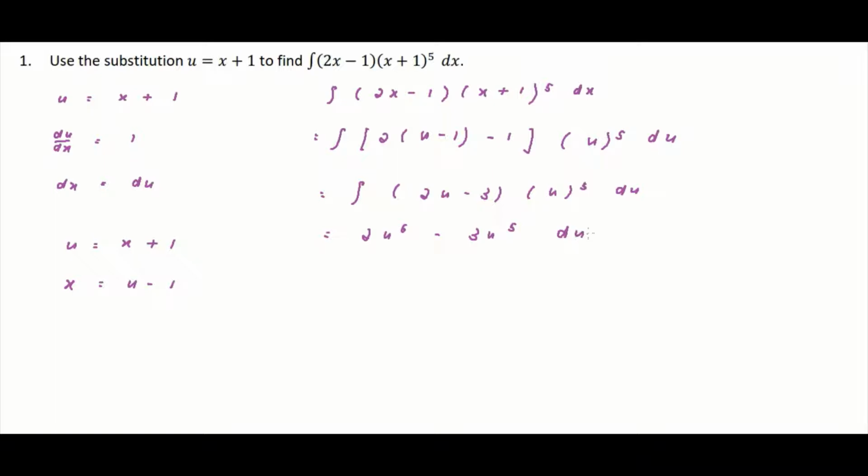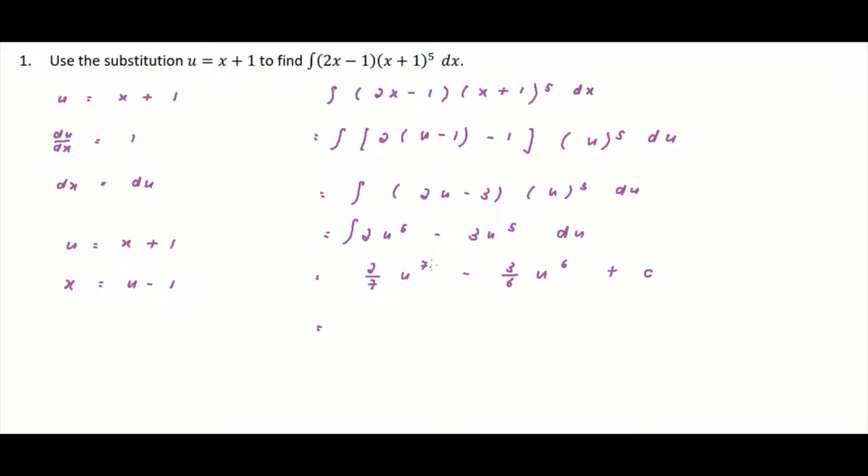So now can you actually integrate this? Yes, you can do that. So 6, then what does that become? So 2 over 7 u to the power of 7 minus 3 over 6, right? You have 1 over, okay, let's try to write this first, over 6. All right, and don't forget plus c.